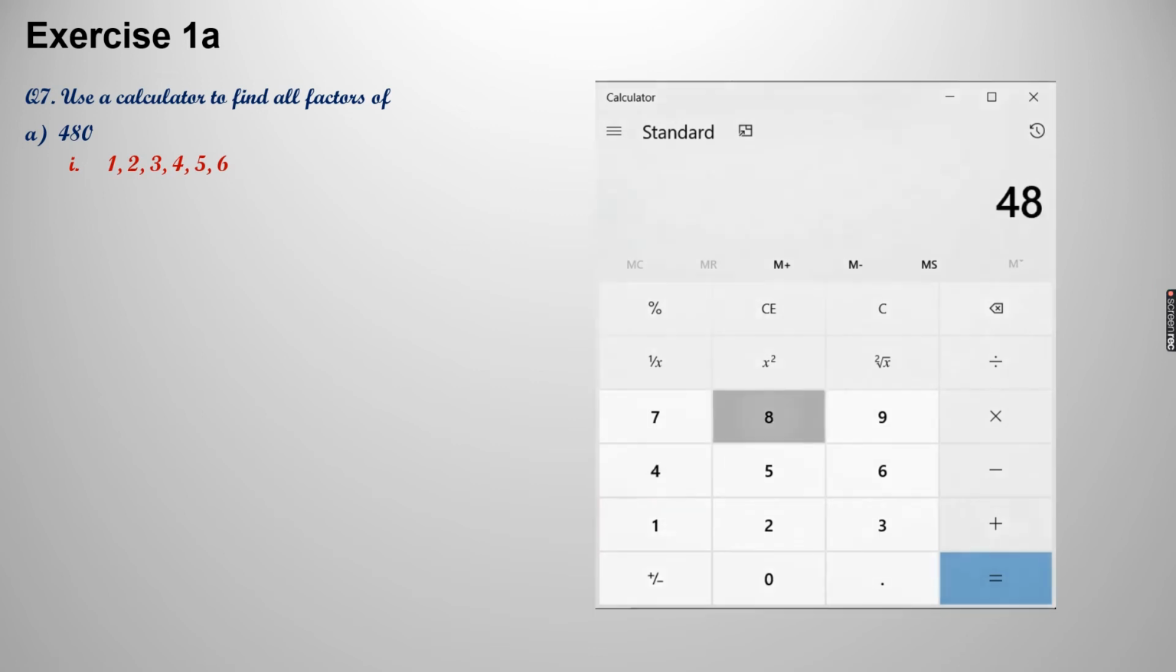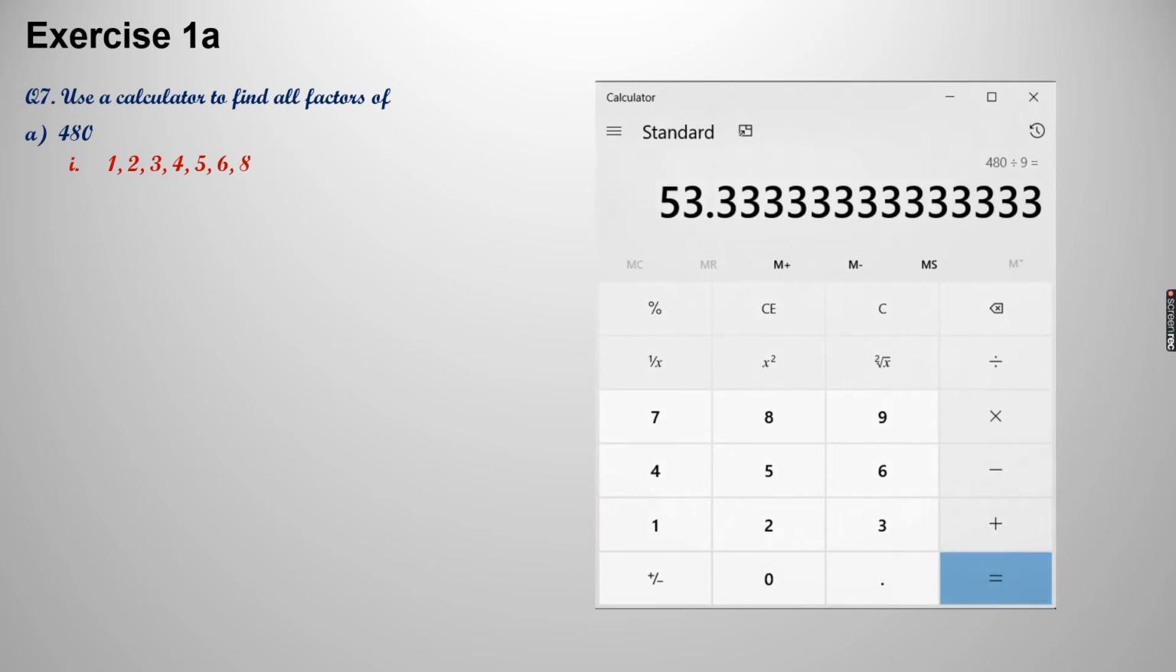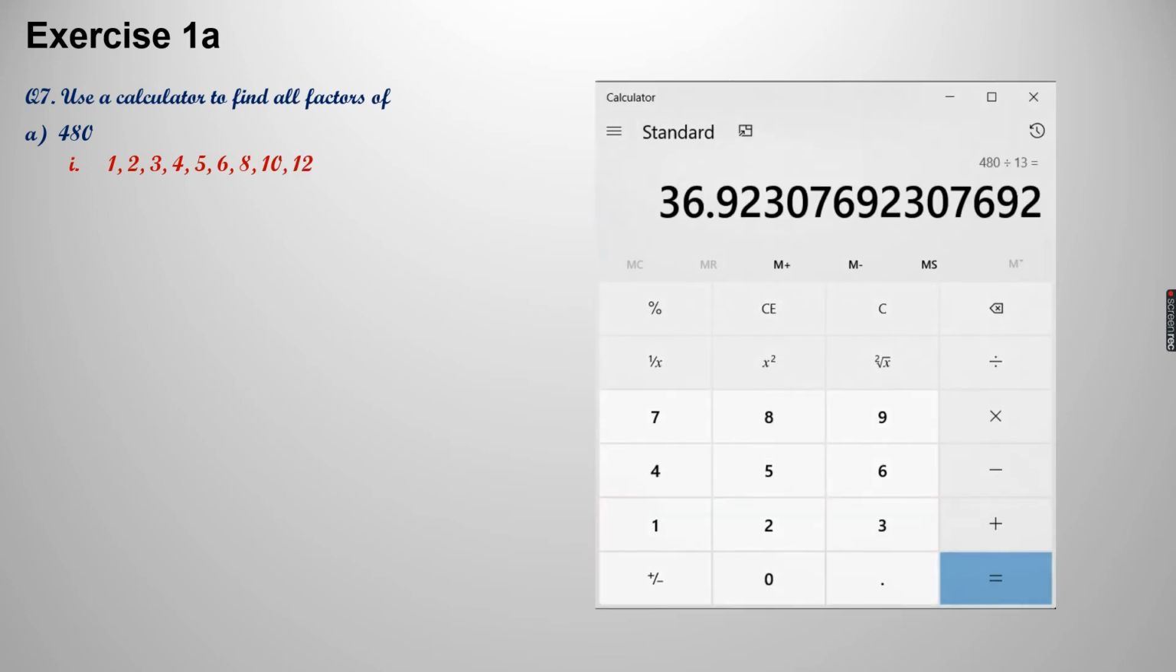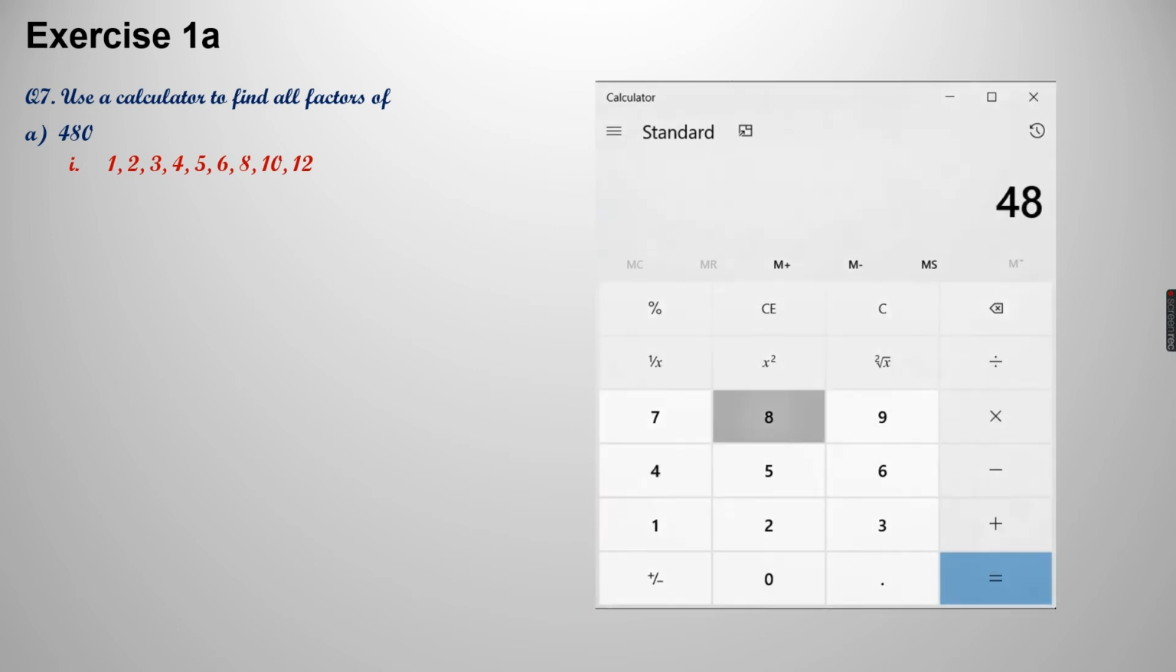What about number 8? 8 is a factor. Number 9. 9 is not a factor. Number 10. 10 is a factor. 11 is not a factor. 12 is a factor. 13 is not a factor. 14 is not a factor. 15 is a factor. I'm going to write that down on the left hand side. 16 is a factor.